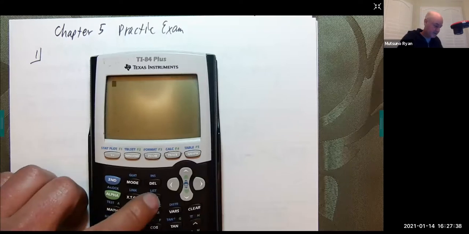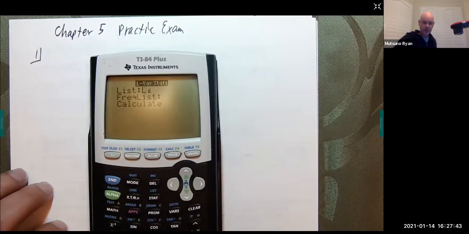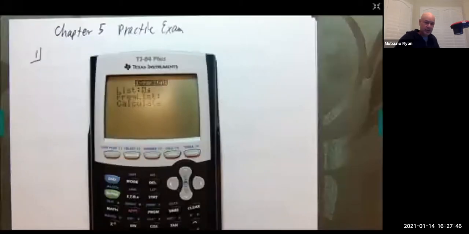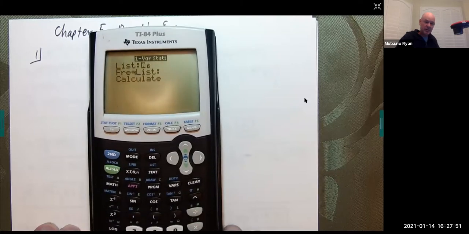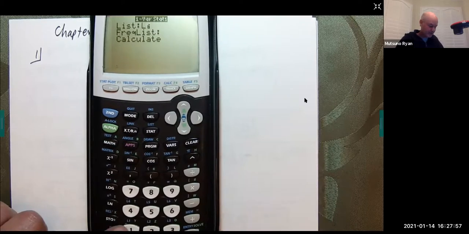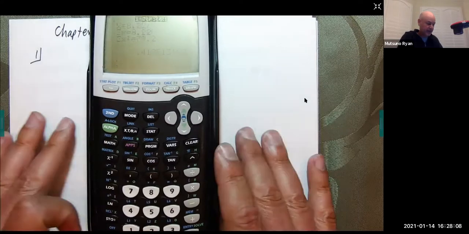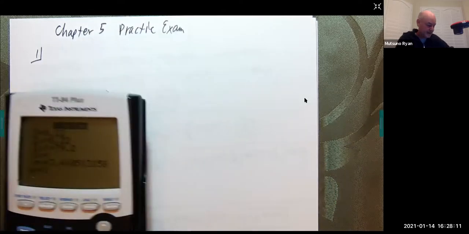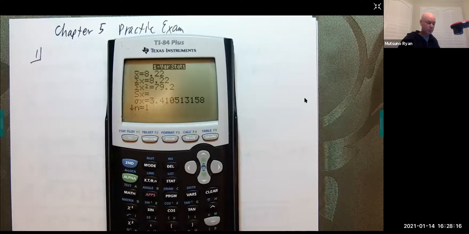I then am going to go to stat, calculate. It's going to be one variable statistics. And I'm going to put in list 1 for my list, and my frequency list is going to be list 2. Let me show you how I do that. So to find list 1, it's above the number 1. So I'm going to hit second and L1, and it puts in L1 here. And for the frequency list, I'm going to do L2, second L2, and then calculate it. And for our first problem here, they want us to find the mean, and that's going to be X bar there. So 8.22 is what that is going to be.